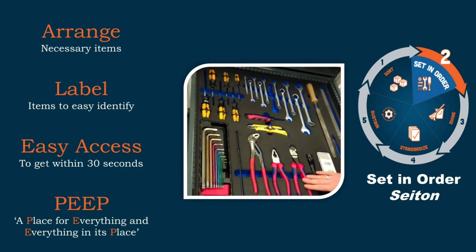The second S, Seiton, means set in order. The necessary items identified in the first S should be kept with their unique identification number in a distinguished manner. This can be done by arranging and labeling. This step follows the rule: a place for everything and everything in its place. This step should satisfy the 30-second rule, which says when any item is required, it shall be retrieved within 30 seconds.